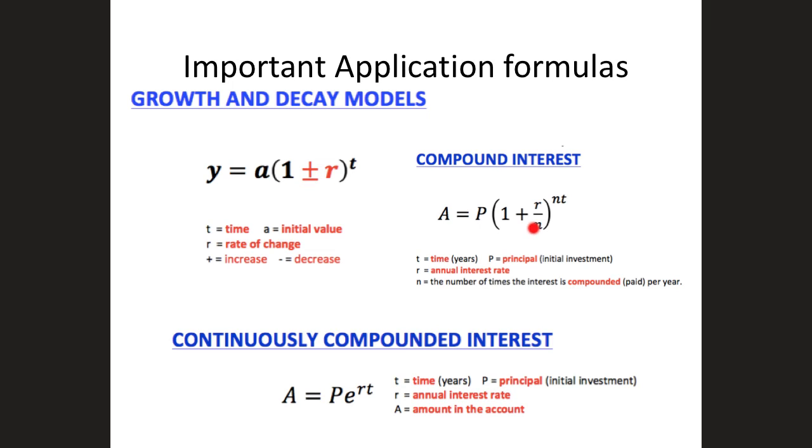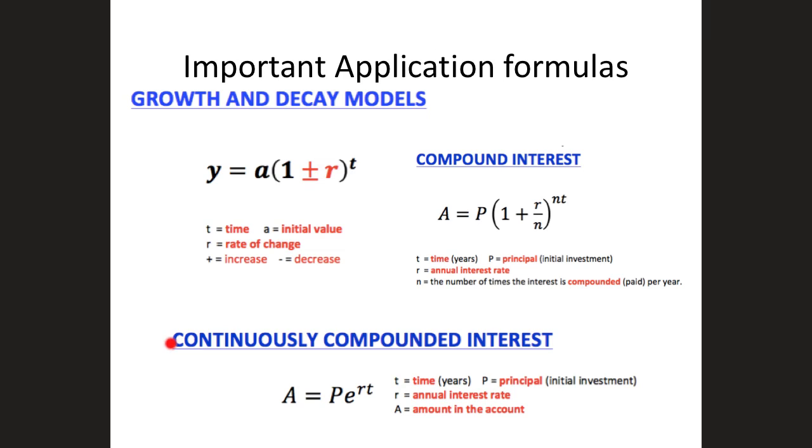So n being 4, this would be 4 times a year. Your interest gets added back to your principal, which is your P, your initial investment, 4 times a year. Or maybe it gets added daily. Your interest gets added daily, so that n would be 365. The n is the number of times that the compound gets paid into the principal, or the initial investment amount.